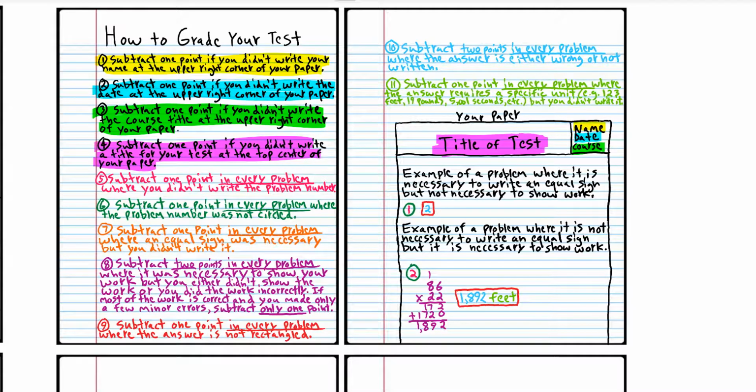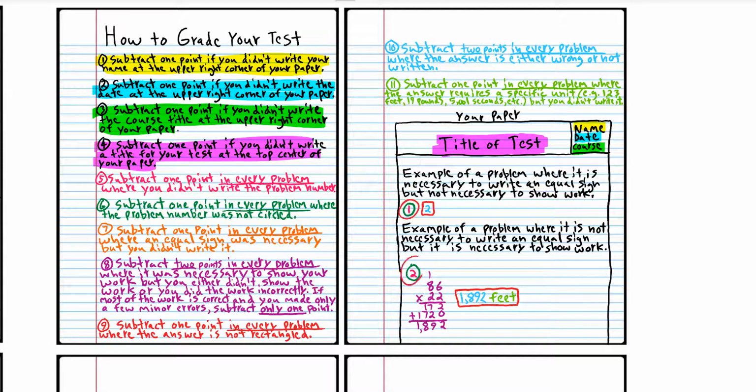Subtract 1 point if you don't write the date. Subtract 1 point if you don't write the title of the course, which in this case would be arithmetic. Subtract 1 point if you don't write a title for the test. Subtract 1 point, number 5, subtract 1 point in every problem where you didn't write the problem number.